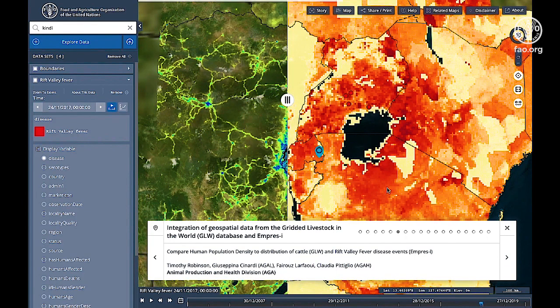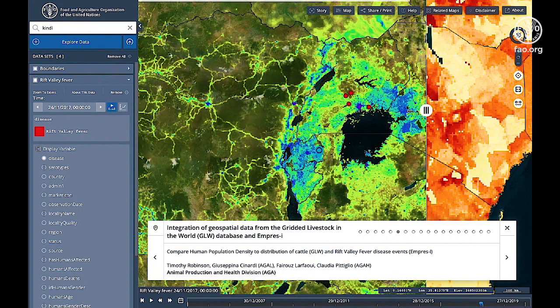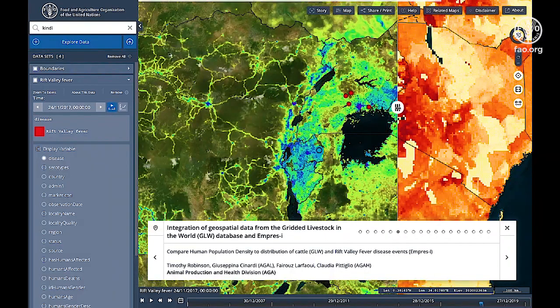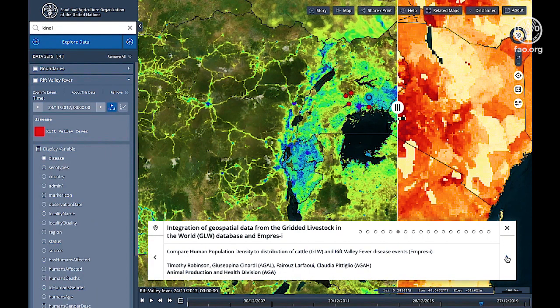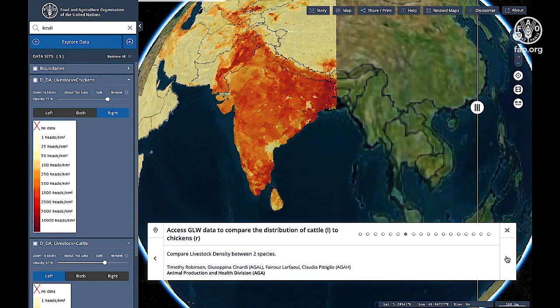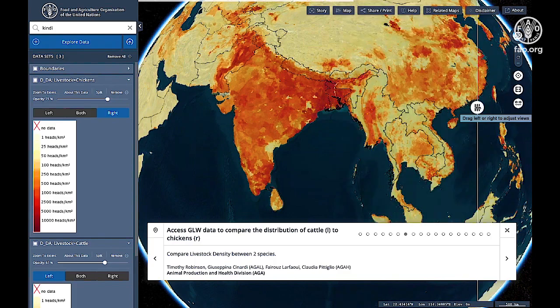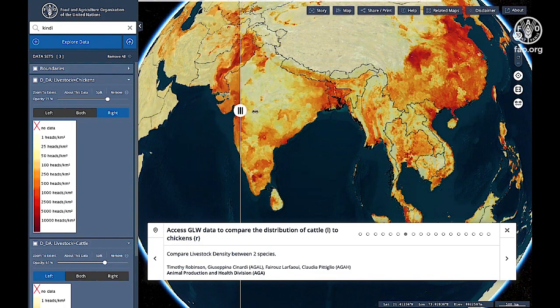Integration of geospatial data from the Gridded Livestock of the World database, GLW, and EMPRES-i. This allows you to compare human population density to distribution of cattle from GLW and Rift Valley fever disease events from EMPRES-i. Access GLW data to compare the distribution of cattle on the left to chickens on the right. This allows you to easily compare livestock density between two species.